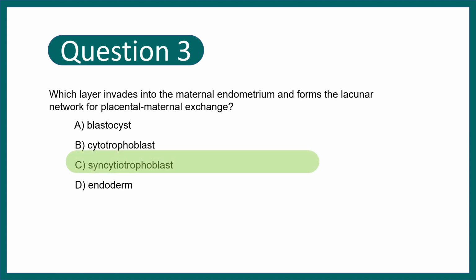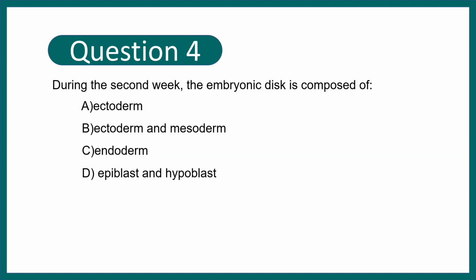Here the correct answer would be syncytiotrophoblast, which is actually formed from the cytotrophoblast, and they form a lacunar network which invades several maternal sinusoids and thereby gets filled up with the maternal blood, and that's how the initial connection between mother and the embryo is established. So all these concepts are nicely explained in these videos.